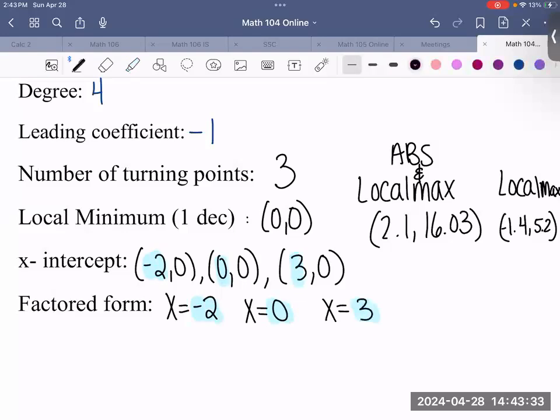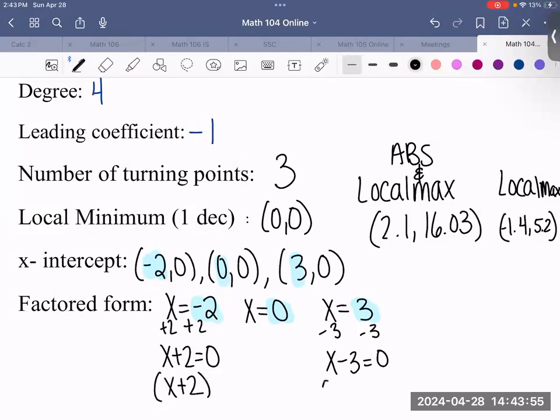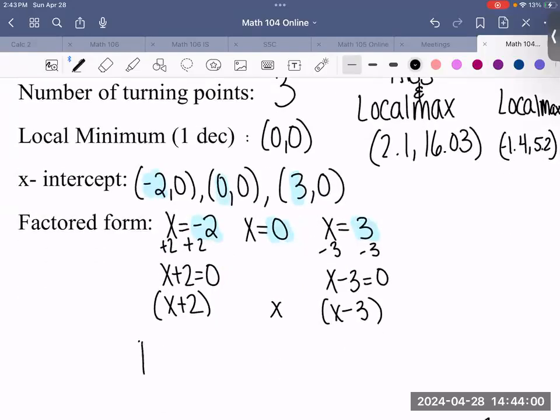We said from here, let's add or subtract to the other side. So let's add 2. Or you can say, if you're ready for it, you can just put it into parentheses if you want to make that jump. X plus 2 is 0. We said we can't really do much when x is 0. x minus 3 is 0. And then from here, let's put it into parentheses. And just x. So we can say p of x, or f of x, or y is x, x plus 2, and x minus 3.